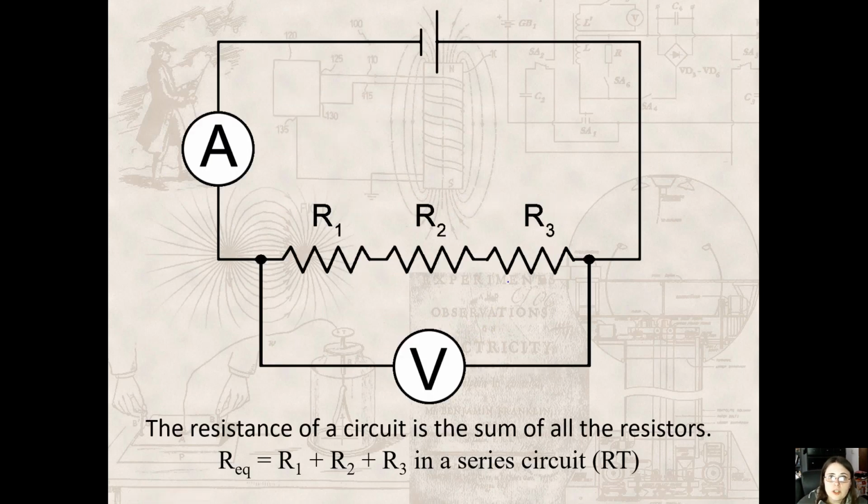So here's an example of a series circuit. We have a battery with only one cell, we can call it just one dry cell, and then the current goes this way, and it comes to 3 resistors. The resistance of a circuit is the sum of all the resistors. For a series circuit, that means the equivalent resistance is equal to R1 plus R2 plus R3.